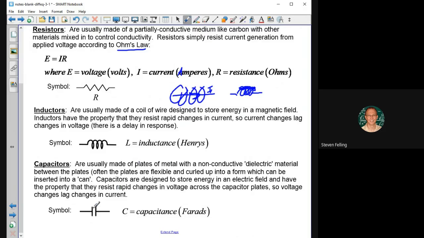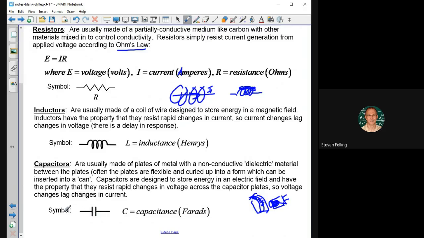Capacitors are usually made of plates of metal like this, which is why its symbol looks like this. And then there's some kind of non-conductive medium called a dielectric that prevents charge from moving between the two easily. Often the plates are flexible, so they'll take pieces of foil, sandwich them in between dielectrics and then another piece of foil, and then roll that up into a tight little ball and stuff it into a can to make the element that has the leads sticking out of it like that. But ultimately it's two electric plates separated by a dielectric.